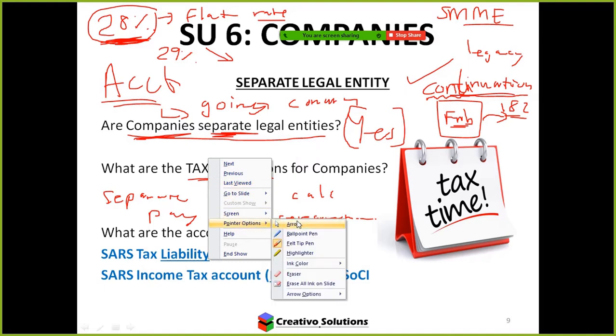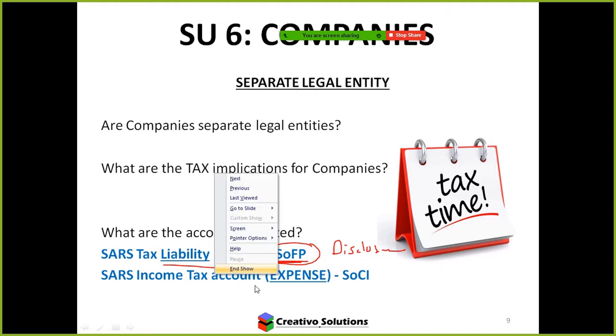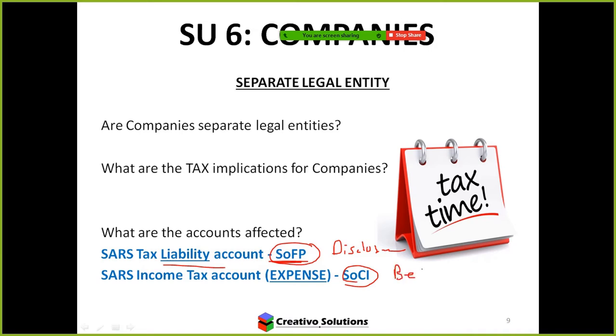From an accounting point of view, what do we need? We need two accounts. One account is going to be a liability in terms of disclosure. Okay, and that's what we spoke about earlier. Okay, SARS tax liability or tax payable. In terms of operations, before tax, after tax.